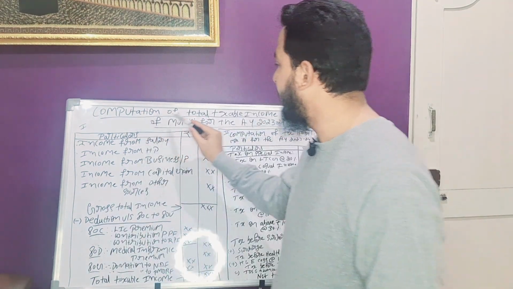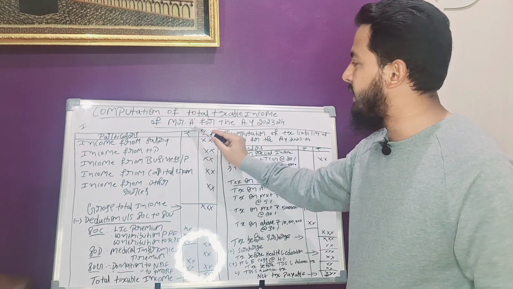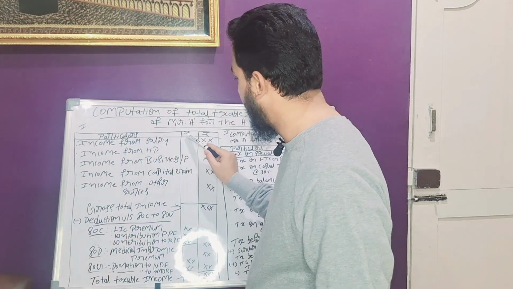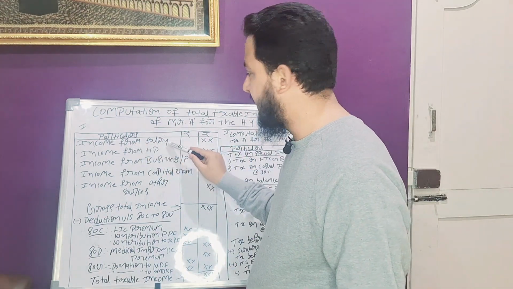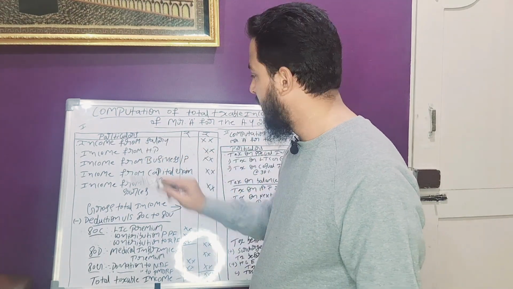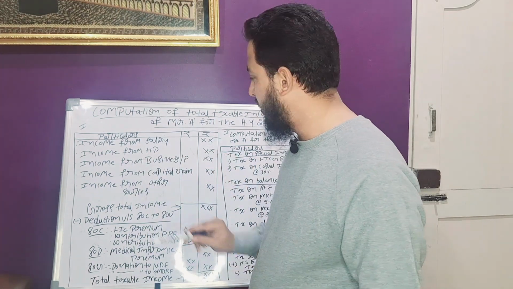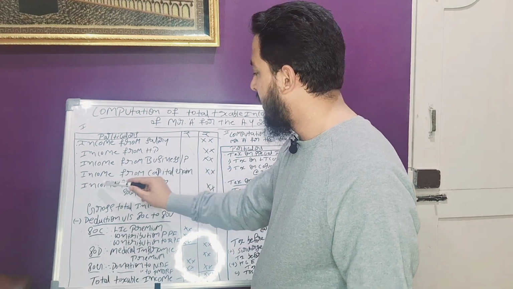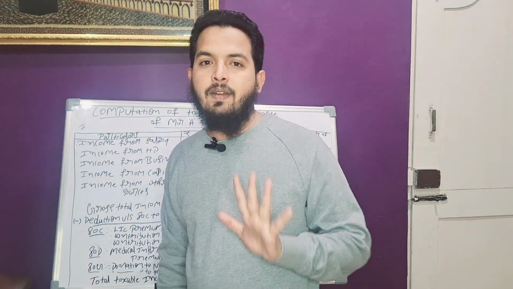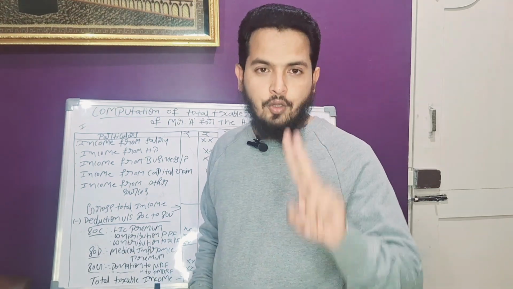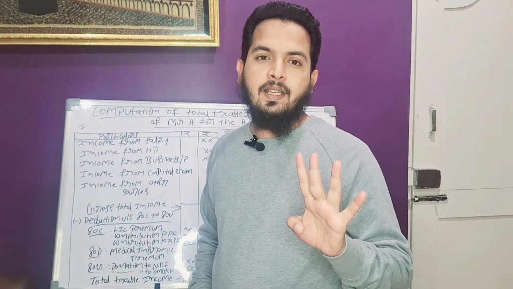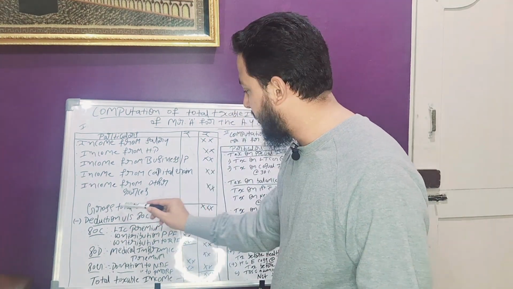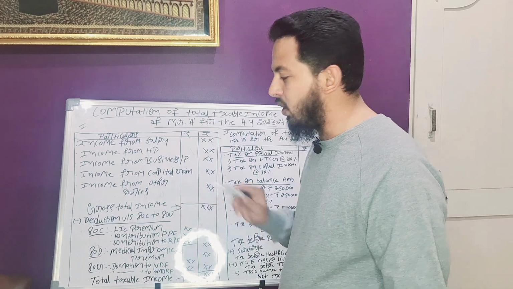Now we'll take the format. First format is computation of total taxable income of Mr. A for the assessment year 23-24. Particulars, amount. Income from salary, write the amount. Income from house property, write the amount. Income from business or profession, then income from capital gain, income from other sources. We have five heads: salary, house property, business and profession, capital gain, other sources. If you add all these five heads, the balance is known as gross total income.